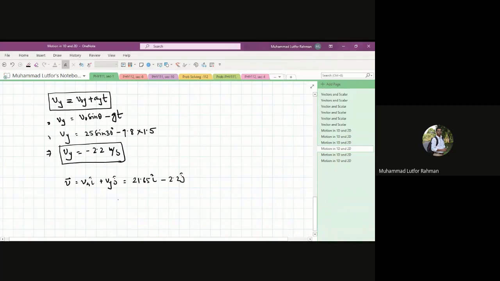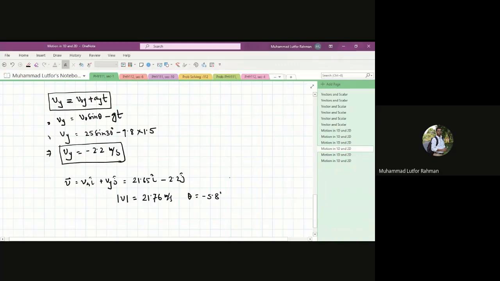Now you will be able to find out the magnitude and the direction. So the magnitude of this vector would be, I know, to find that one, 21.76 meter per second, and the theta would be minus 5.8 degree.